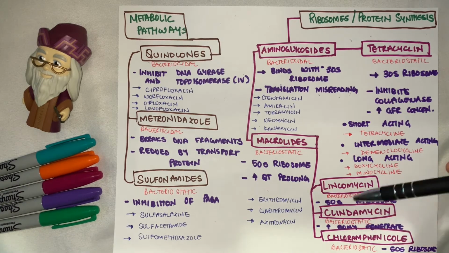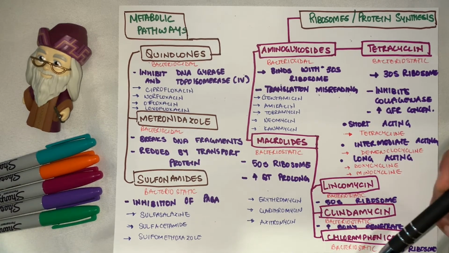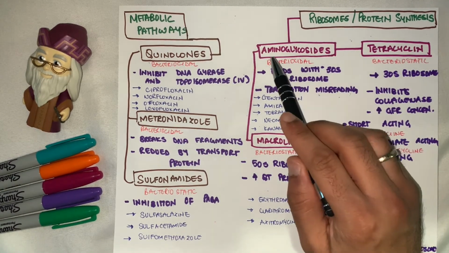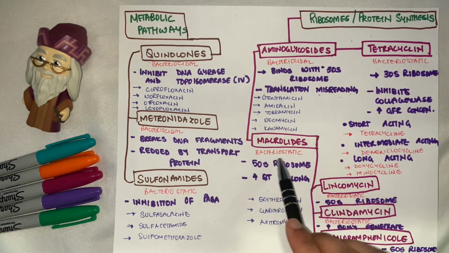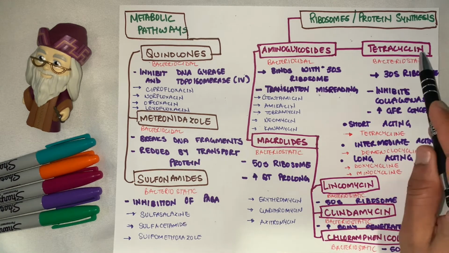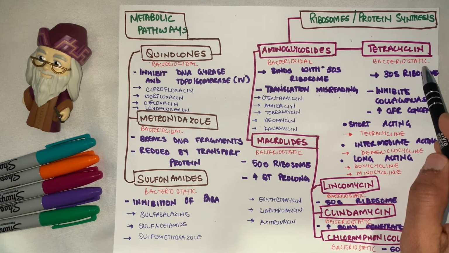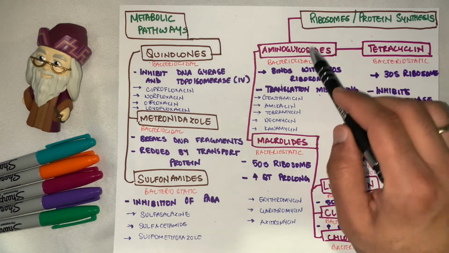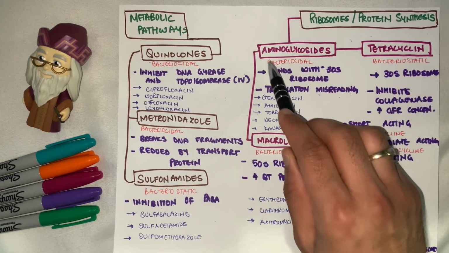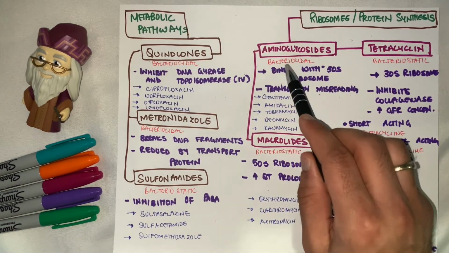This is actually a very interesting drug group, so stay with me here. It is a mixed action, which means aminoglycosides are bactericidal, macrolides are bacteriostatic. Tetracycline is also bacteriostatic. Lincomycin, clindamycin, and chloramphenicol, all bacteriostatic, which means the only bactericidal drug in this group of ribosomes is aminoglycosides. Well, how does it kill the bacteria?